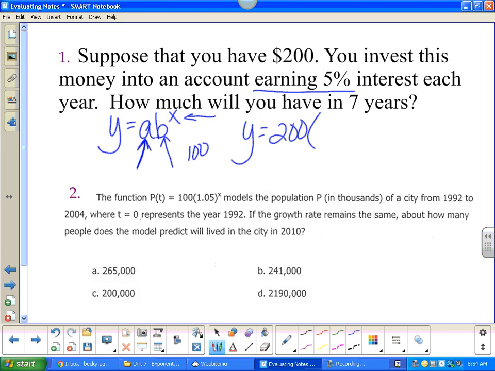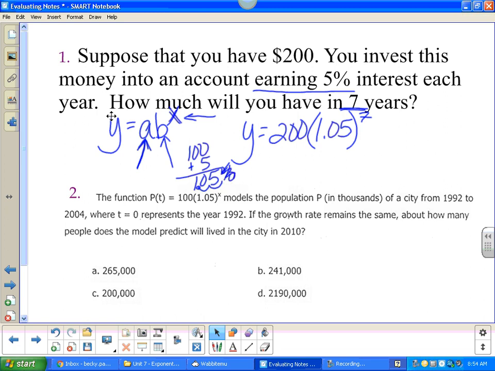So I take 100% and I add 5% to it. I get 105%. But to take the percent sign off, I have to scoot my decimal twice. So 1.05. To the, that's my time, and I'm going for 7 years.